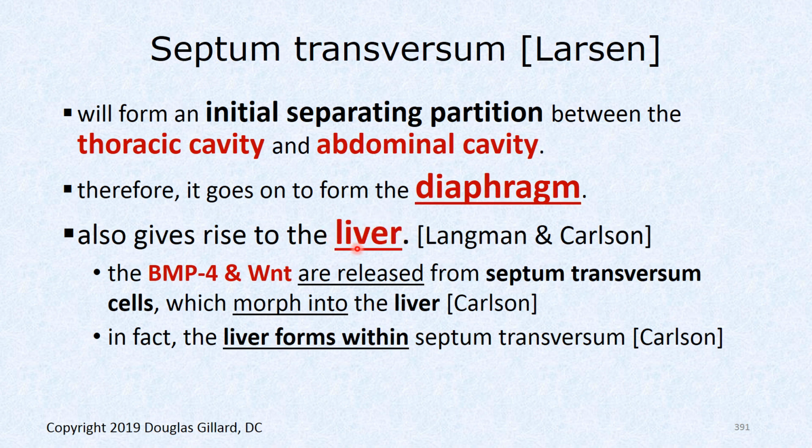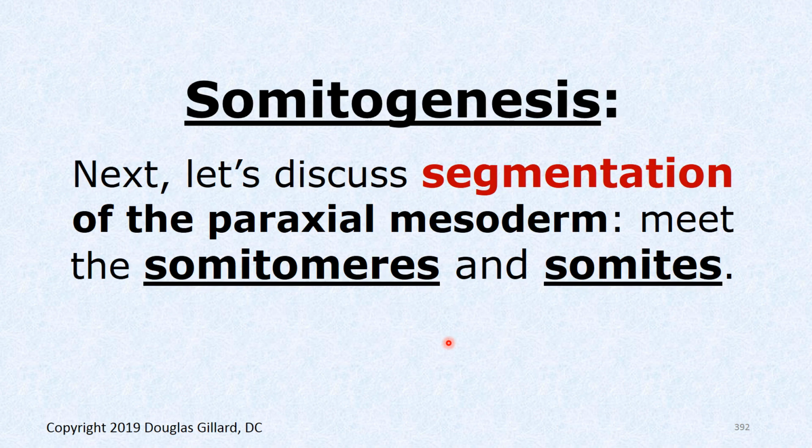How does it form the liver? We know BMP and Wnt genes are activated, and cells on the right side are released and morph into the primordial liver. So really, the liver forms within the diaphragm, you could say. We'll get to that when we get to that.